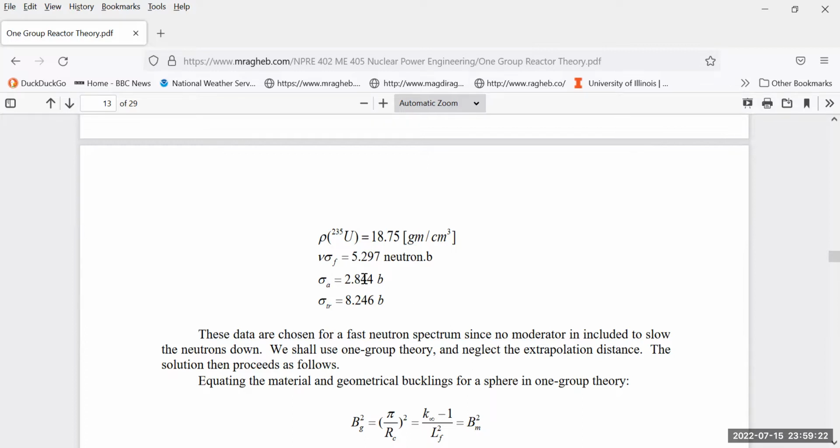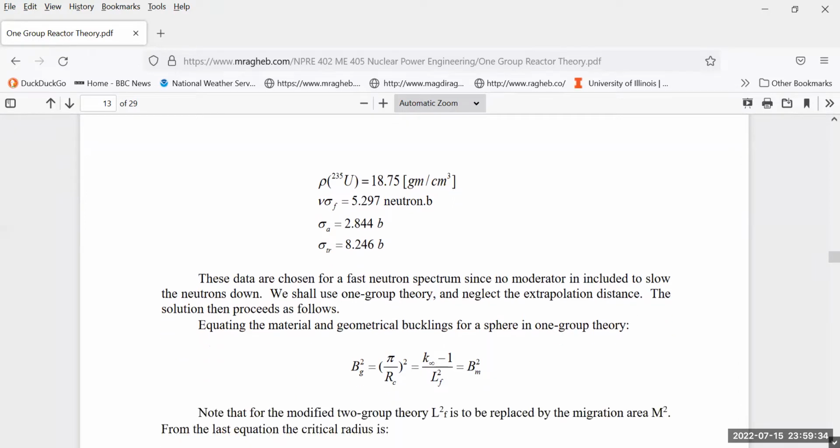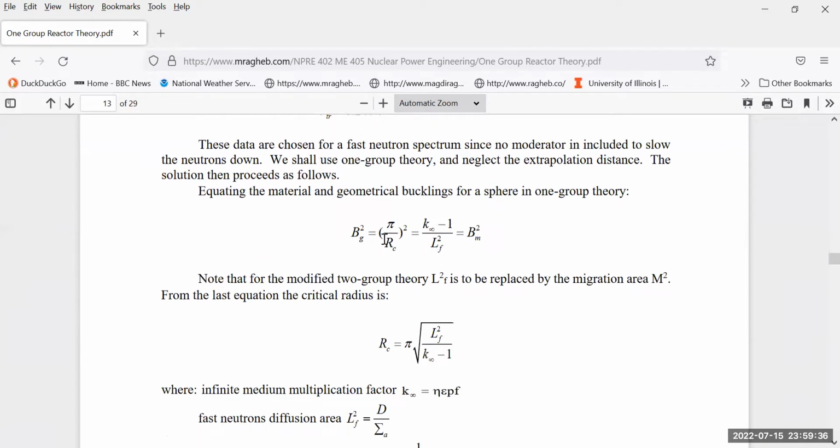The absorption cross-section for fast neutrons is 2.8 barns. The transport microscopic cross-section is 8.26 barns. So this is the data that is given to us. So let us apply our criticality equation. We said that the geometric buckling is pi over r sub c squared, and we have to match the geometric buckling on this side to the material buckling, which is k infinity minus 1 divided by L squared.